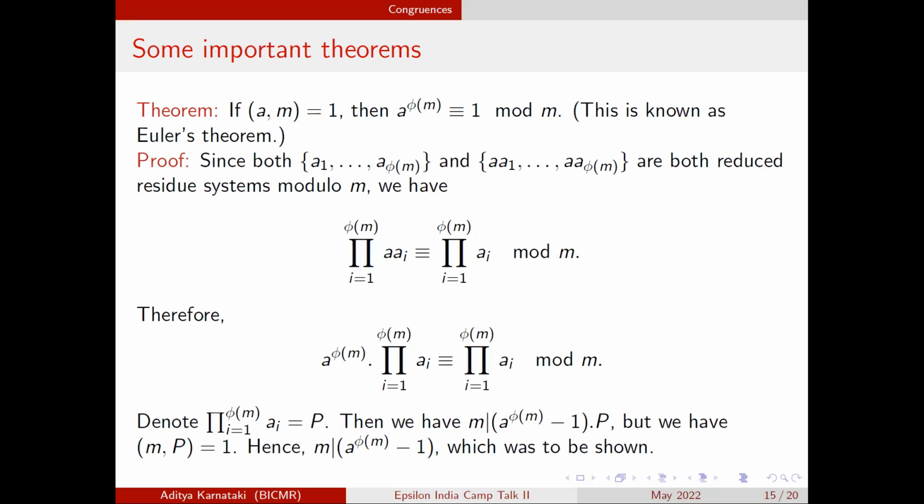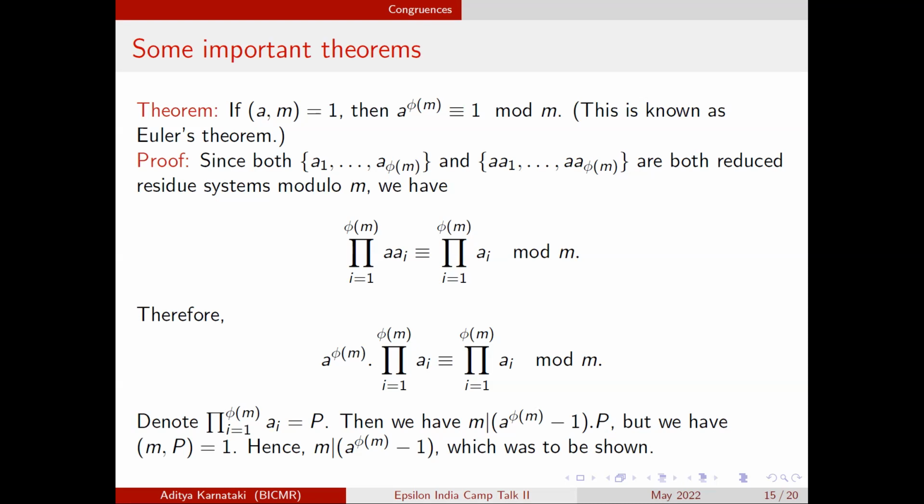And the proof is that since both of these are reduced residue systems modulo m, when you take the product of all of them together, both of them have to give you the same thing. They're multiplying the same things in possibly different order. Makes sense? And so the first equation is this product. You can take a power phi of m out. And you see that a power phi of m times this product is congruent to this product again.